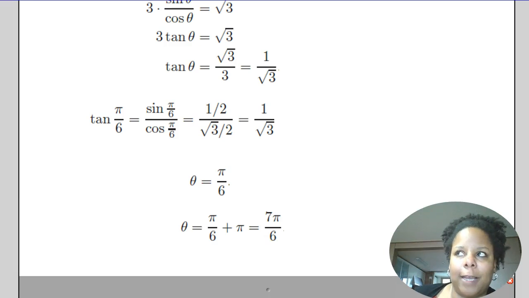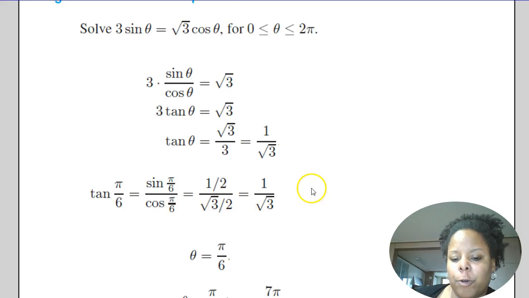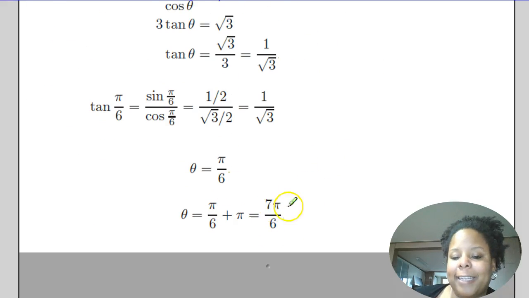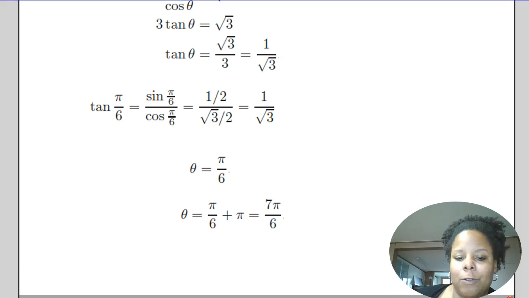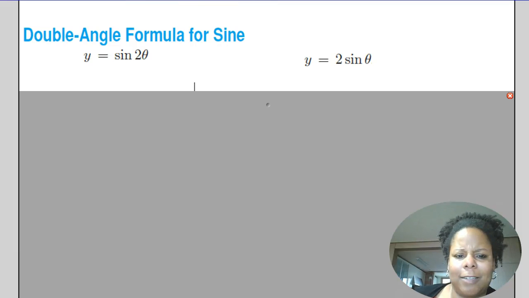You can also say, wait, you're not done because tangent is also positive in the third quadrant, and this goes through the third quadrant. So I have to add pi to that to get 7 pi over 6. So those are my 2 solutions. Okay? All right, moving on to the last thing. I think it's the last thing.